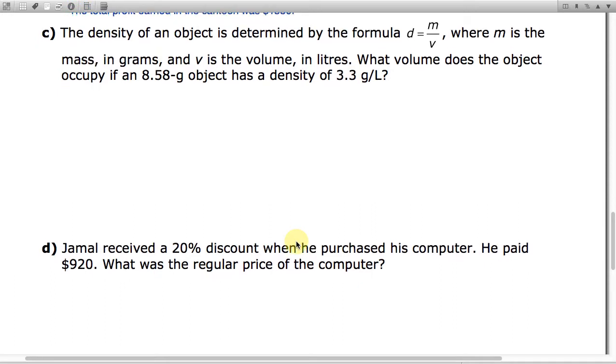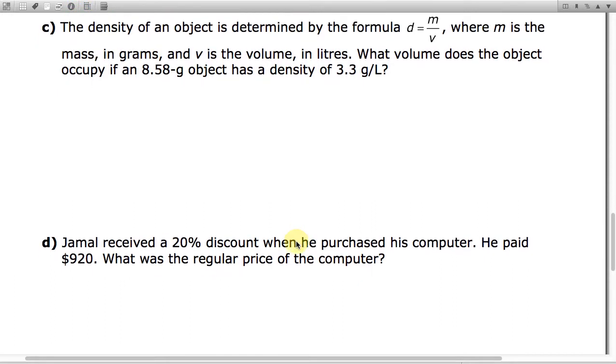We've just got a couple more to go. Next one. It says the density of an object is determined by the formula D equals m over v, where m is the mass in grams and v is the volume in liters. What volume does the object occupy if an 8.58 gram object has a density of 3.3 grams per liter? So first of all, note that all the variables were predefined in this question, so we don't have to say let D equals, let M equals, let V equals. It's already set up for us.